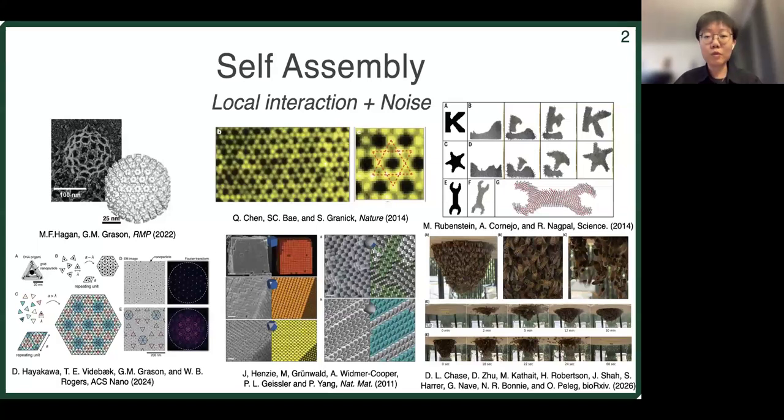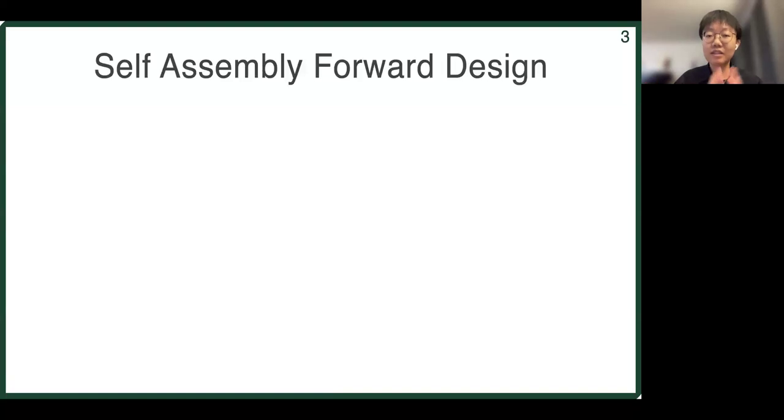The thing I really care about is how we design self-assemblies. How do we go from our building block local interactions plus noise to some structure? Right now there are two different ways to think about design. The first is the forward approach, where you think about the building block space and run a lot of simulations or experiments to observe what kinds of structures they form in the end.